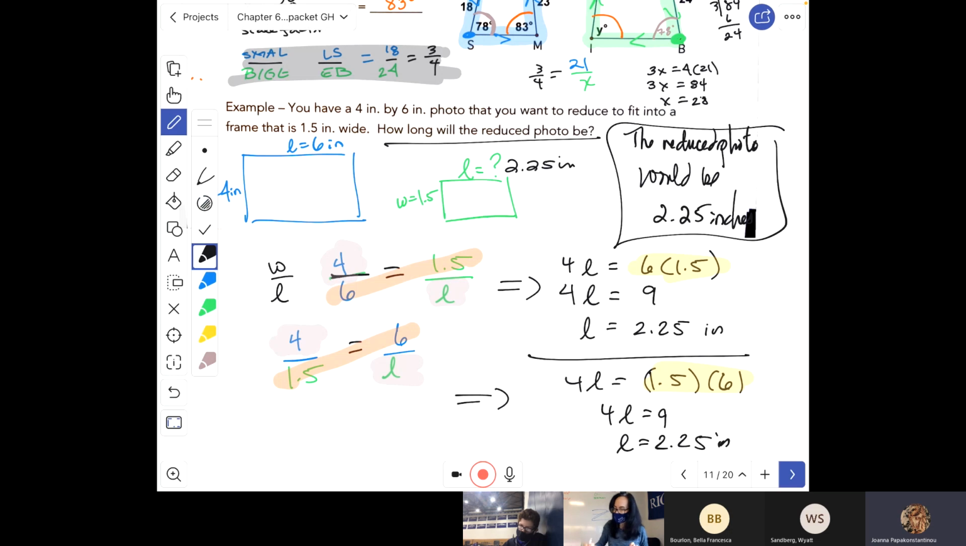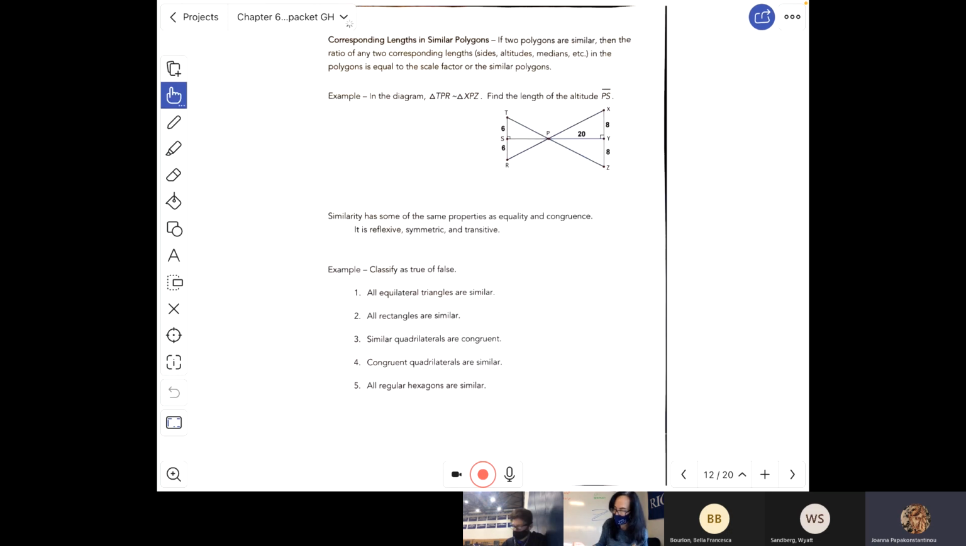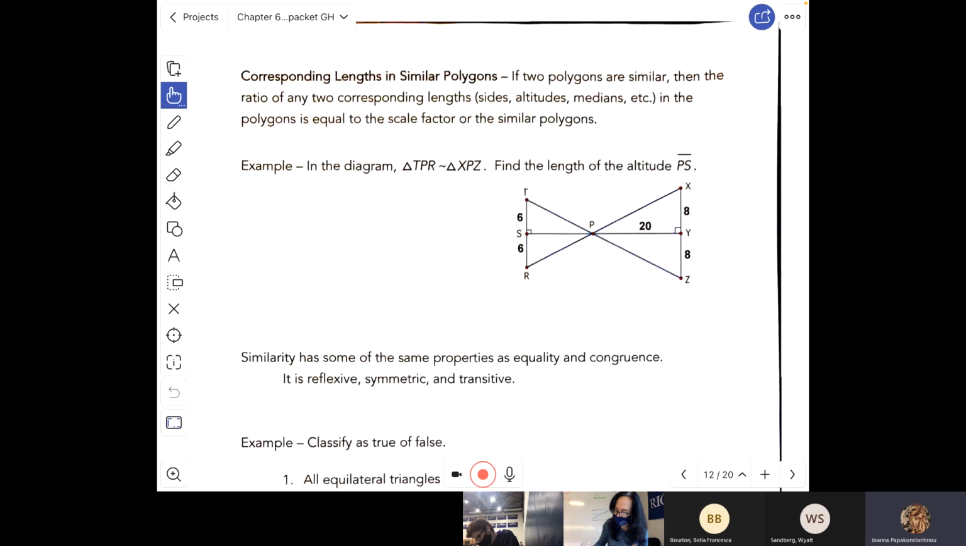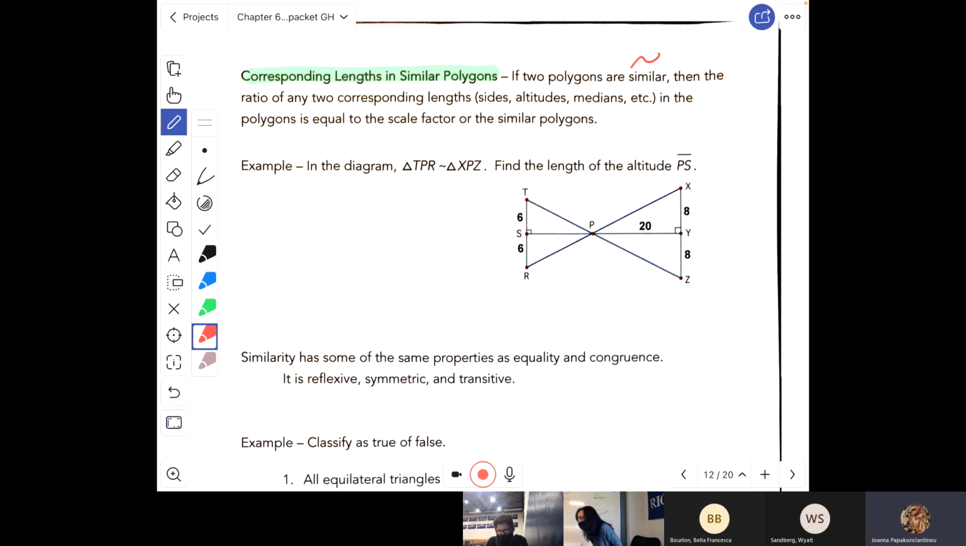Okay, let's talk about corresponding lengths in similar polygons. If you have two polygons that are similar, then the ratio of any two corresponding lengths, and they could not only be the lengths of the sides, they could be the altitudes, they could be the medians, etc., is equal to the scale factor of the similar polygons.